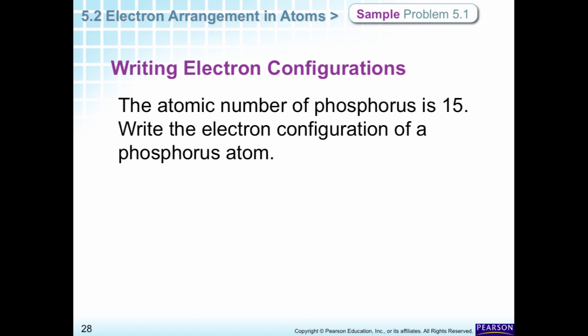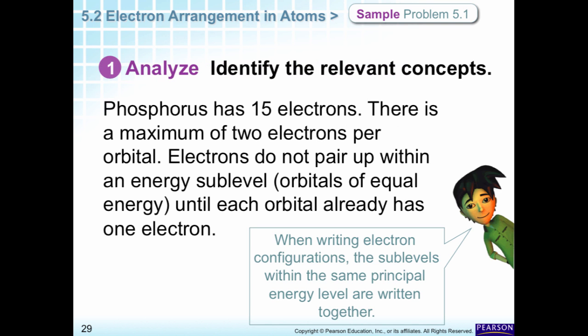Okay, now we're going to have a chance to write electron configurations, and we have phosphorus, which has 15. So all you really have to do is look at the box to do this. You're going to start out at the 1s level and follow the 3 rules and see if we can get there. So let's see what happens. First thing we're going to say is, we can put 2 electrons per orbital, and they don't pair up within an energy level, if the orbitals are equal in energy, until each orbital already has 1 electron. Those are the rules that we want to have.